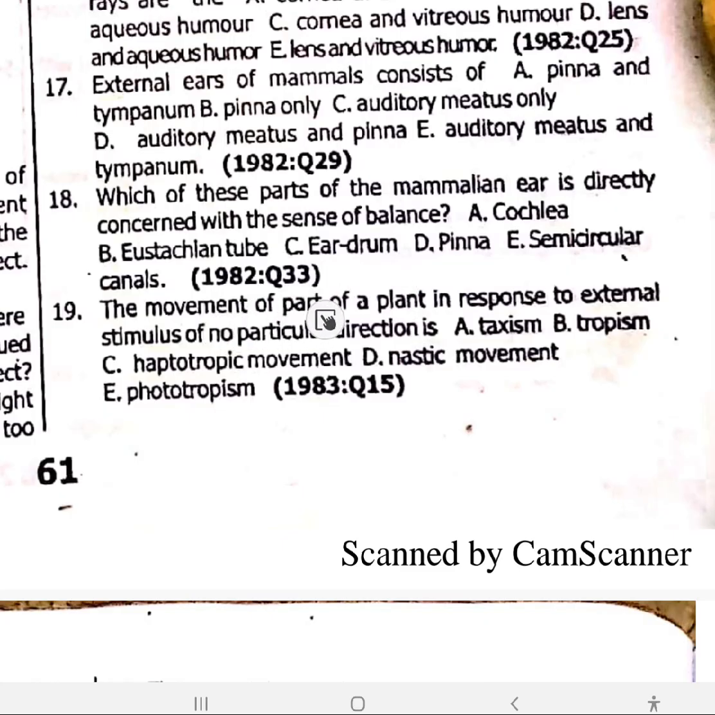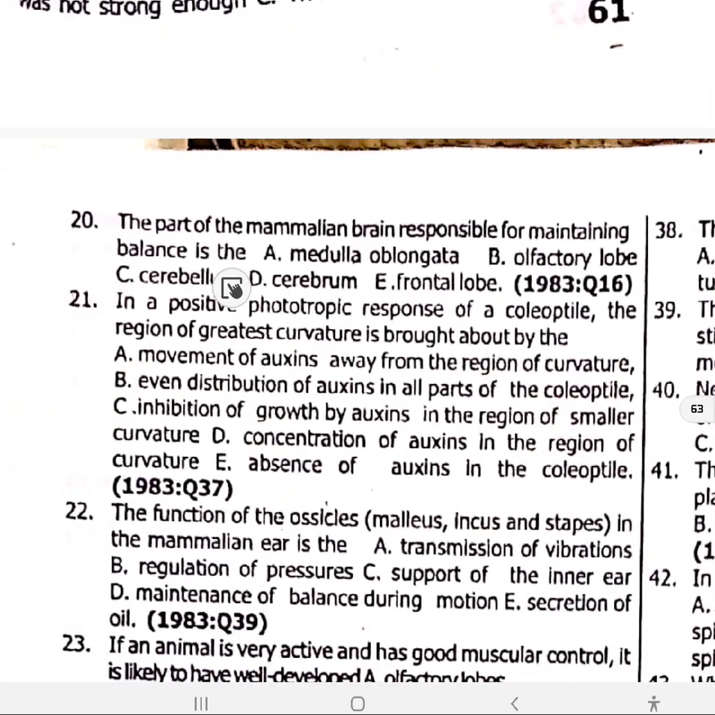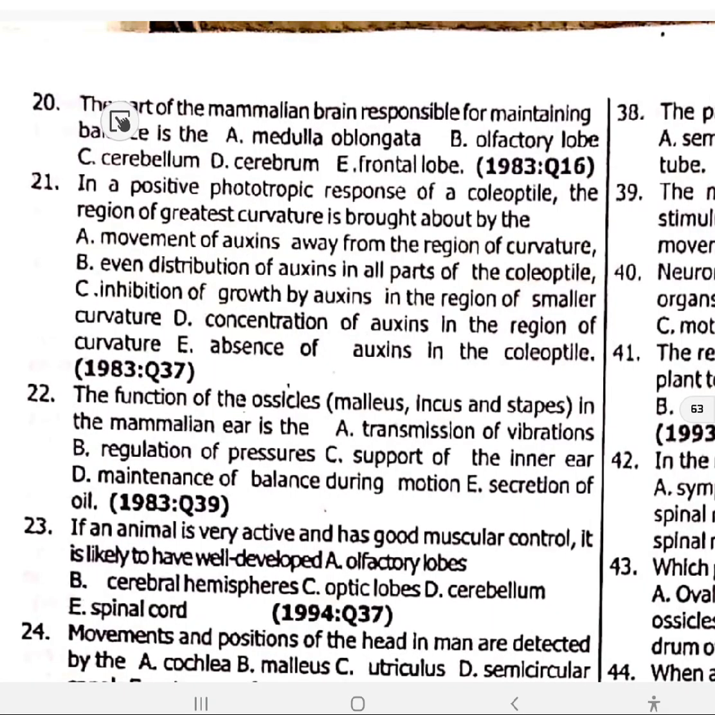Next, the movement of part of a plant in response to external stimulus. Part of the plant will move. We already know, non-directional is option D. Now we stop at question 20. The part of the mammalian brain responsible for maintaining balance, we already know, is cerebrum. Option C.